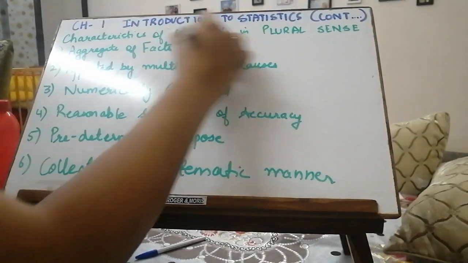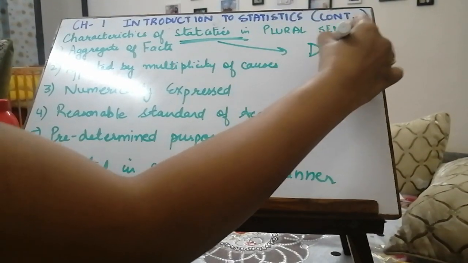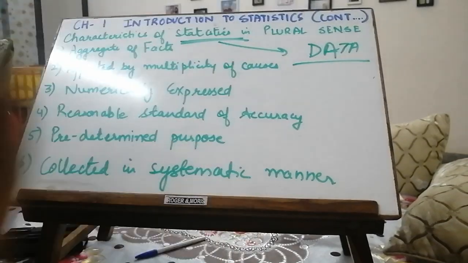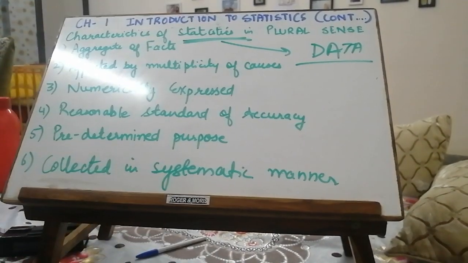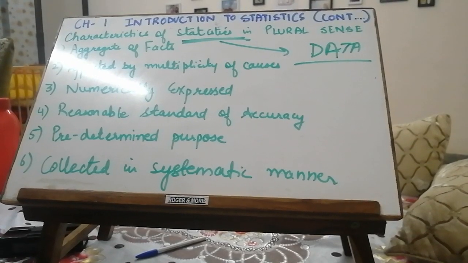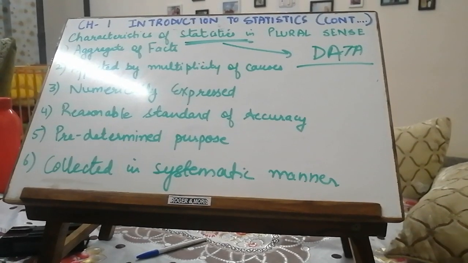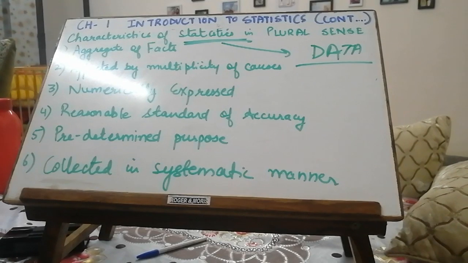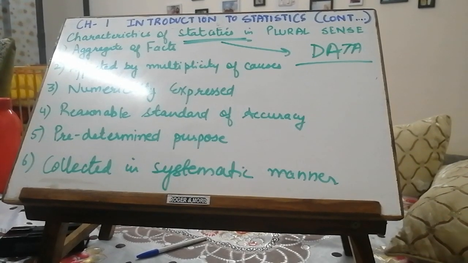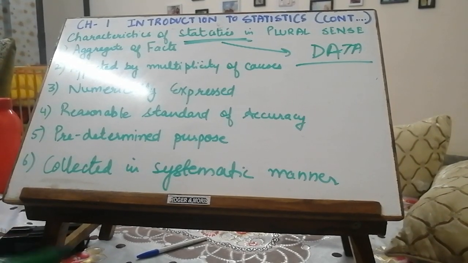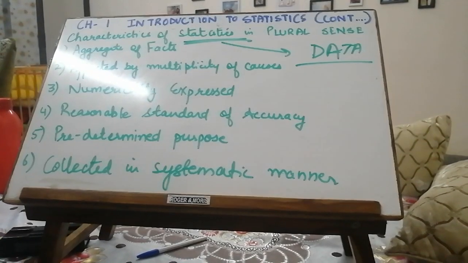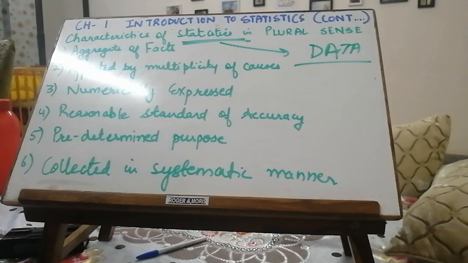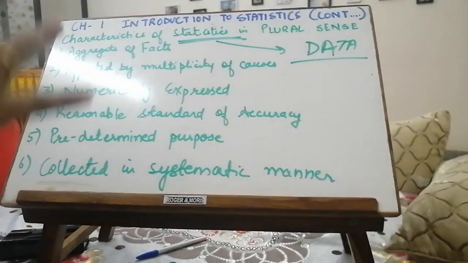Characteristics of statistics in plural sense. Here we are talking about statistics as data, as information. What is statistics in plural sense? How do we identify that it is the correct form of data? So number one is that it is an aggregate of facts. Aggregate of facts means, just because I have information about you that your age is, let's say, 14 years, it is just a number. It is not an aggregate of facts. Aggregate means summation, collected data.